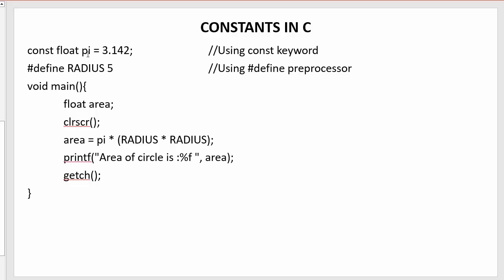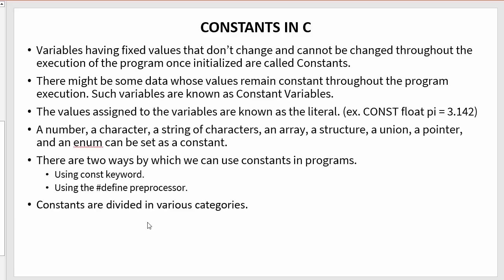The value of pi I have included in this expression, and the value of radius I have referred to in this formula. I hope you have understood what a constant is and what will happen if you set any value to a constant variable. We have seen the two ways by which we can set the constant variable. Let me move ahead to discuss the various categories of constants.